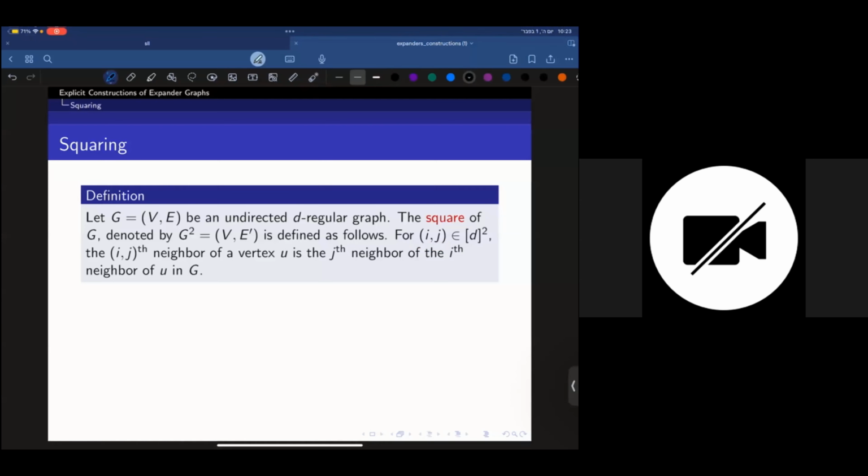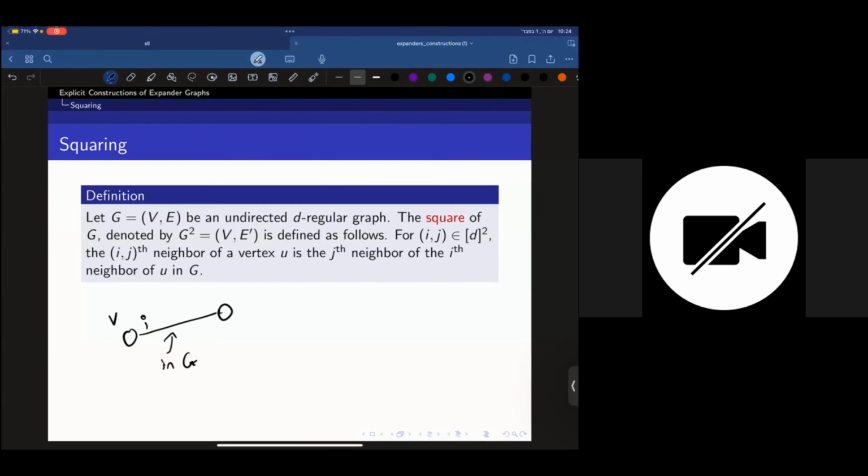And we do it in such a way that, what is the ijth neighbor of some vertex? So if you start from a vertex V, again, it's the same vertex set as in G, so it doesn't really matter if you think of it as a vertex in G or G squared. Then the ijth neighbor of V is going to be as follows. First of all, you're going to look at G, and you're going to ask who is the ith neighbor of V in G.